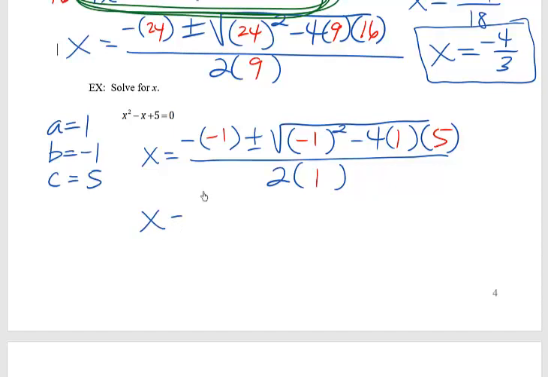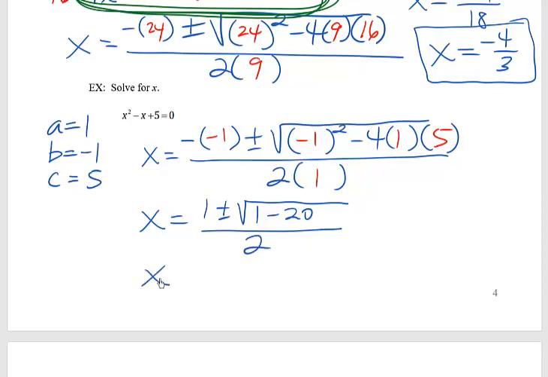The front number is going to become a positive 1. Inside the square root, let's see, when I square the negative 1, I get positive 1. I have a single minus sign. 4 times 1 times 5 is 20. And then I have 2 on the bottom. 1 take away 20 is negative 19.